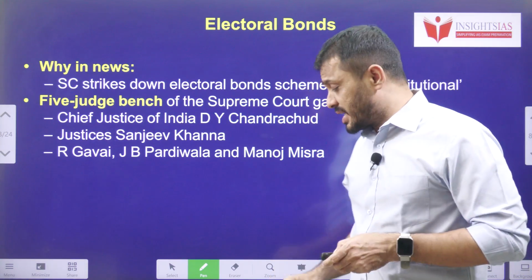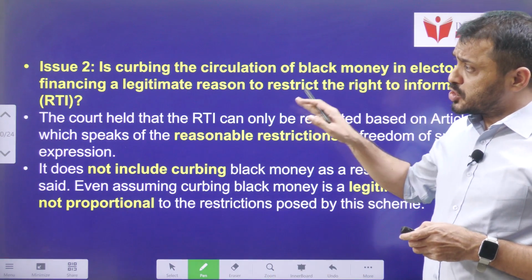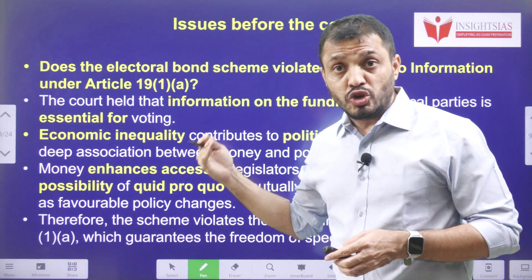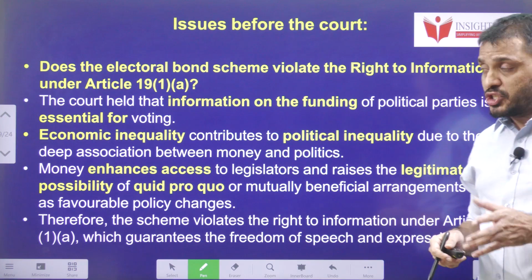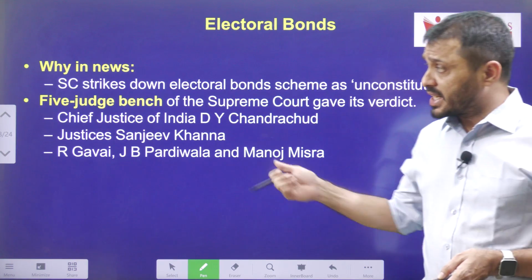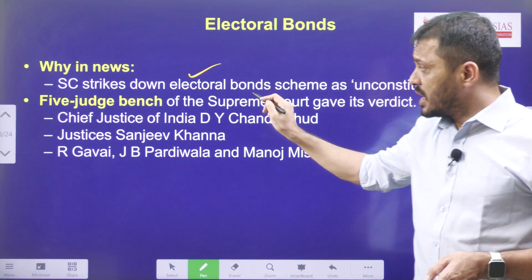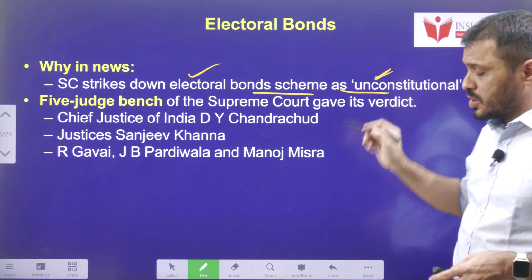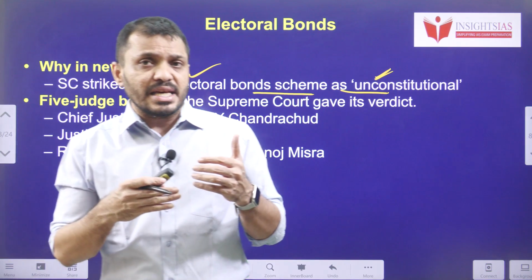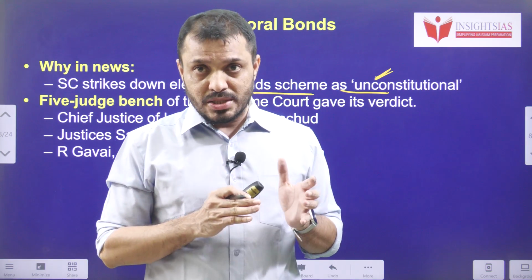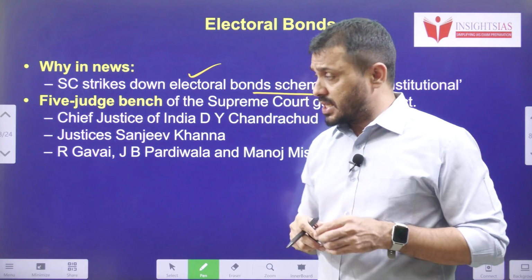So first we will try to understand the major issues argued before the Supreme Court, or major issues introduced before the bench. The context is that the Supreme Court struck down the electoral bond scheme as unconstitutional because it is violating various important fundamental laws. Which fundamental laws, we will discuss anyhow.